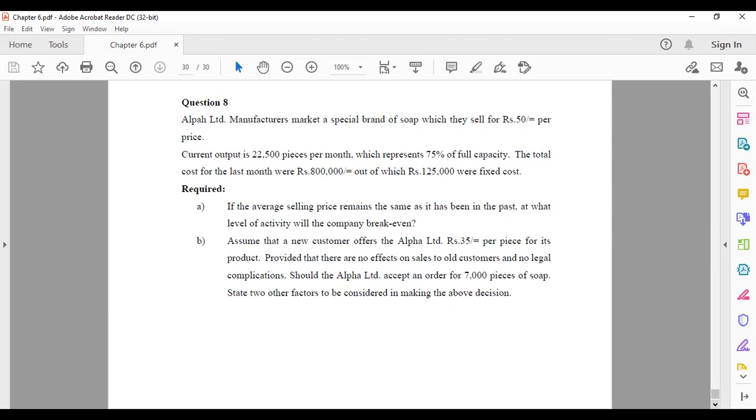If the average selling price remains the same as it has been in the past, at what level of activity will the company break even? It asks you if the average selling price, that is 50, remains same for the past, what level of activity will the company break even?